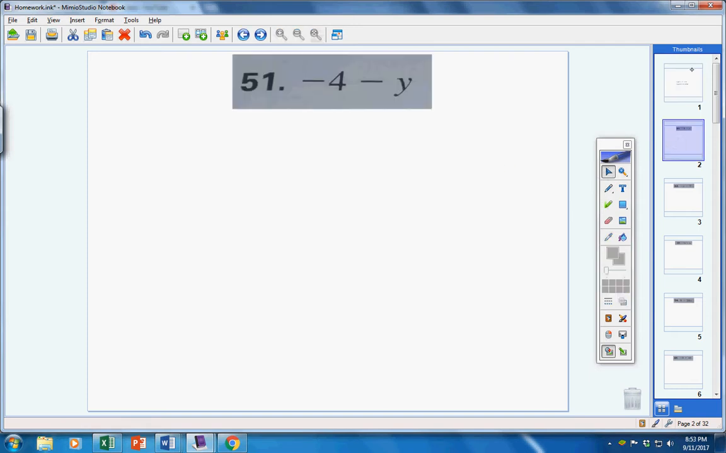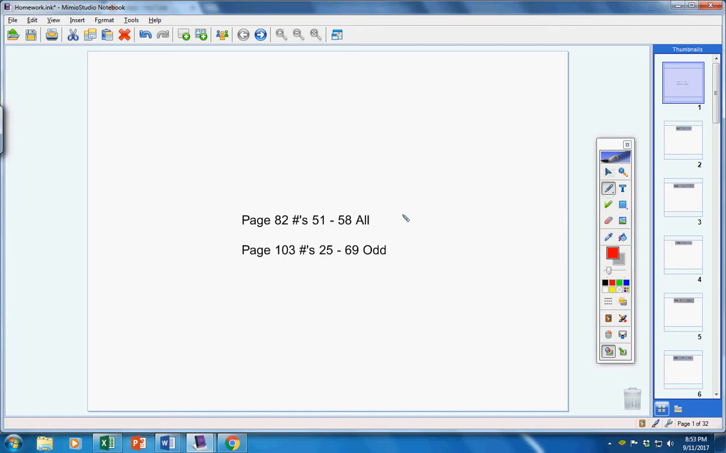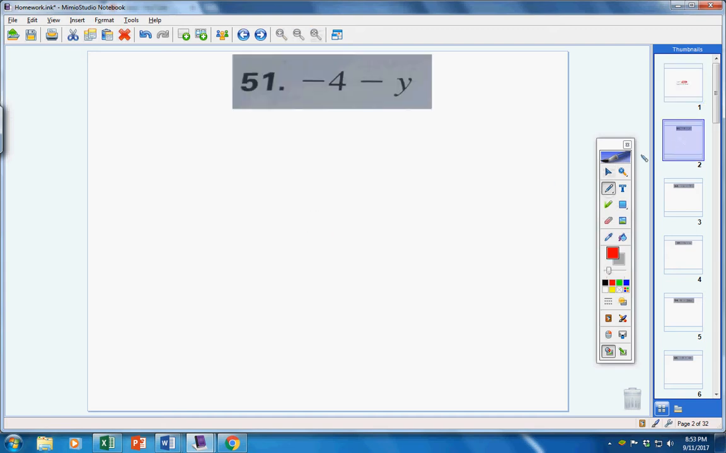Let's start off with page 102. The directions for 51 through 58 say to find the terms of the expression. Now, I'm going to do this two ways. I want you guys to tell me how many terms there are and then circle them, okay?